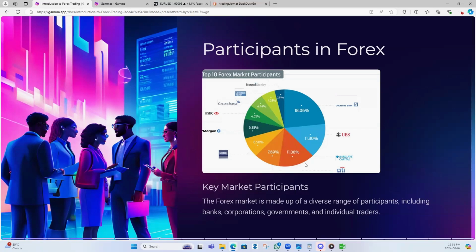Like Citibank has a fairly large size. Barclays Capital has 11%. RBS also 6.5%. UBS, another bank, has 11% of the total volume. Then by far Deutsche Bank is 18%. Then we have Morgan Stanley, JP Morgan. So these are the biggest players. These are the big dogs of the market that move the market. It is their primary source of income or business model that they make money out of. So it is a huge market. As you can see, $5 trillion in transactions are happening every day.